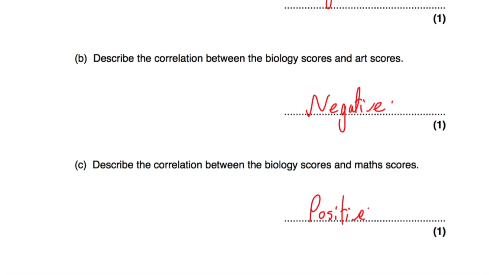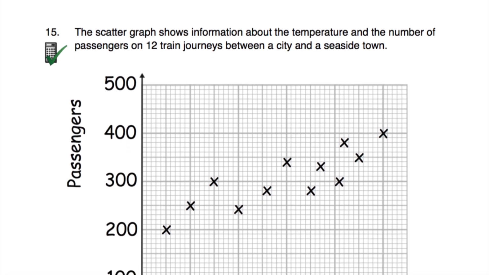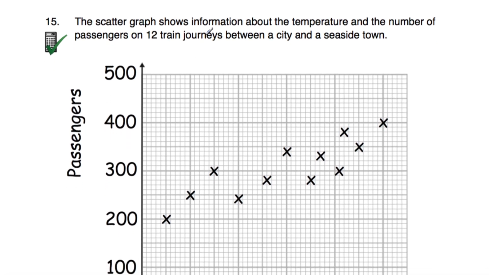And that's it. Okay, let's have a look at our last question, question number 15. So question number 15 says, the scatter graph shows information about the temperature and the number of passengers on 12 train journeys between a city and a seaside town. So these 12 points represent train journeys.